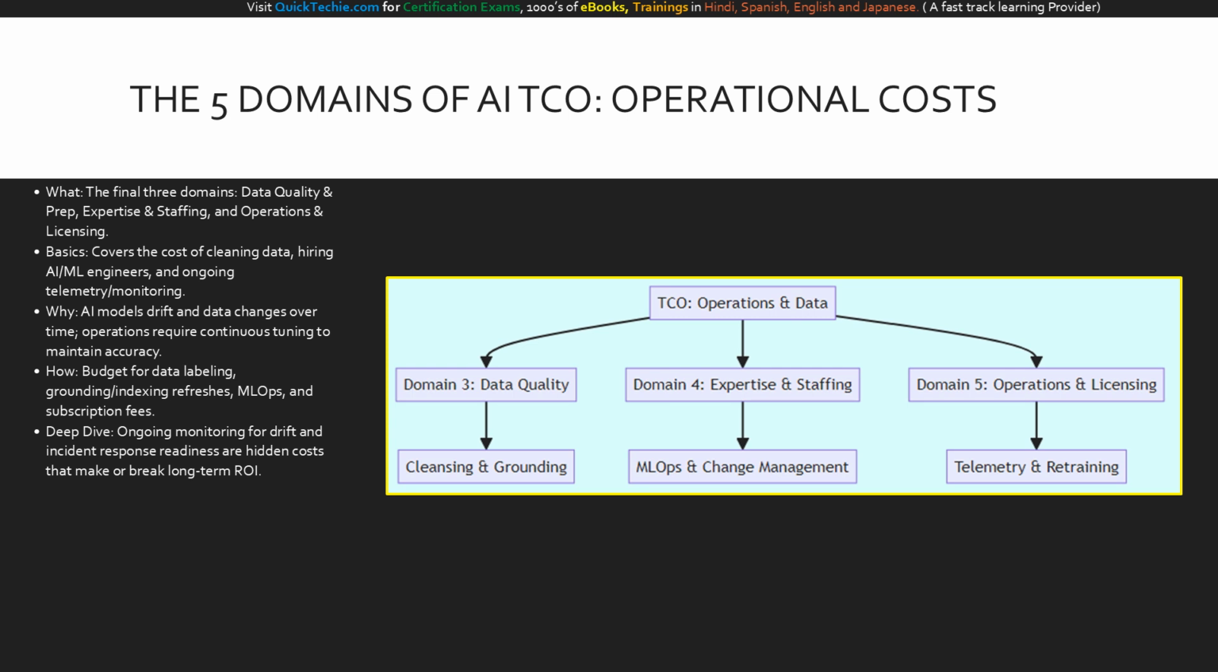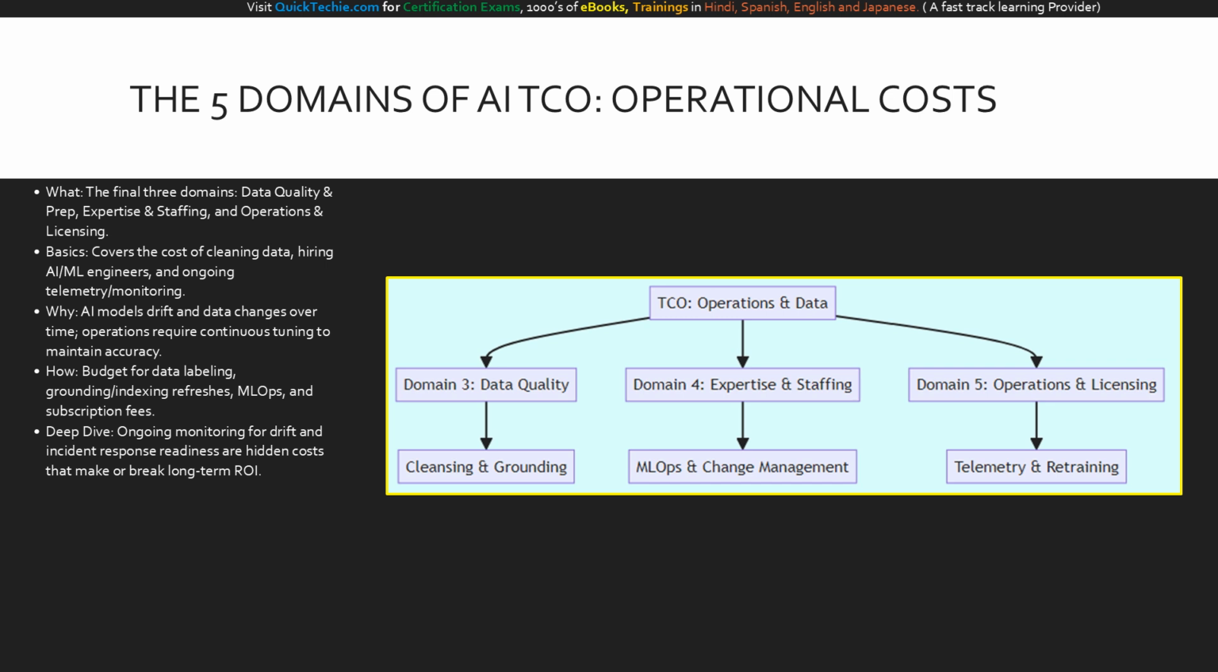In our deep dive, we emphasize that ongoing monitoring for model drift and incident response readiness are often the hidden costs of AI. If you don't budget for a team to monitor the agent's behavior post-launch, your high-performing agent will quickly degrade, completely destroying your long-term ROI.